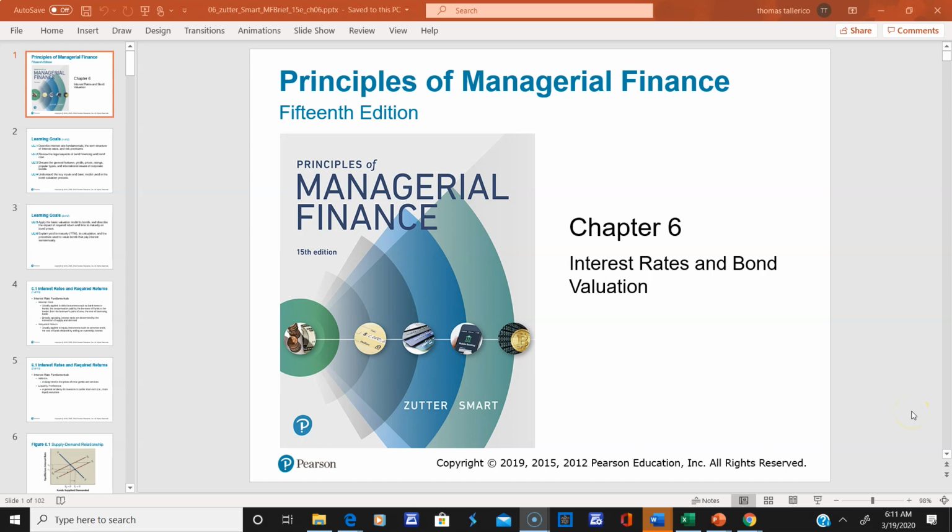So I want to talk about Chapter 6. We finished in class at Chapter 5, and I want to discuss Chapter 6, so I'm going to be making videos for Chapter 6. Chapter 6 is about interest rates and bond valuation. Okay, so bonds are debt. Companies borrow money, and they're called bonds or debt. I want to make sure everyone's clear about what a bond is.